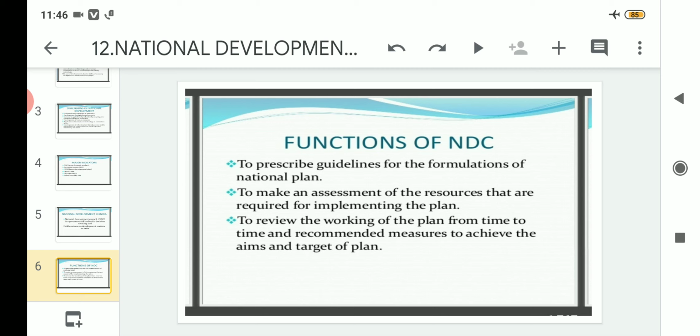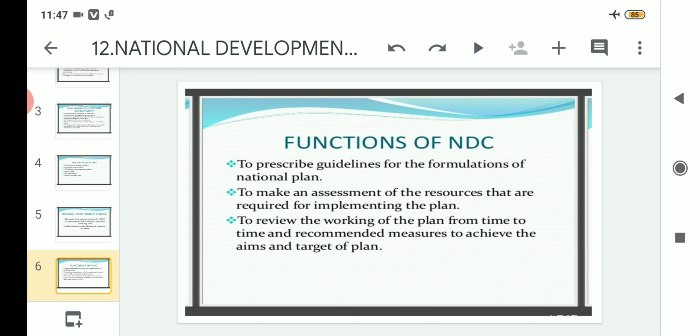They will recommend measures. That means the plan will remain the same. If it is not as successful as they were planning, then they will chalk out some measures. They will give solutions to achieve the aims and targets of the plan. Every plan has some objectives, aims or targets. Without aims, targets or objectives, no plan is carried out.